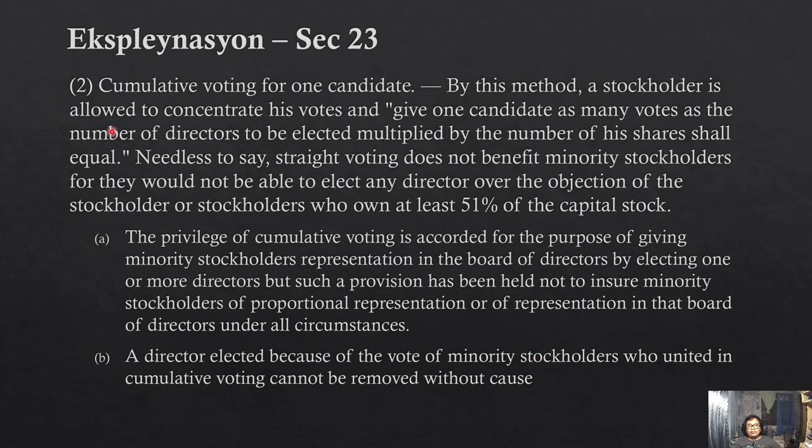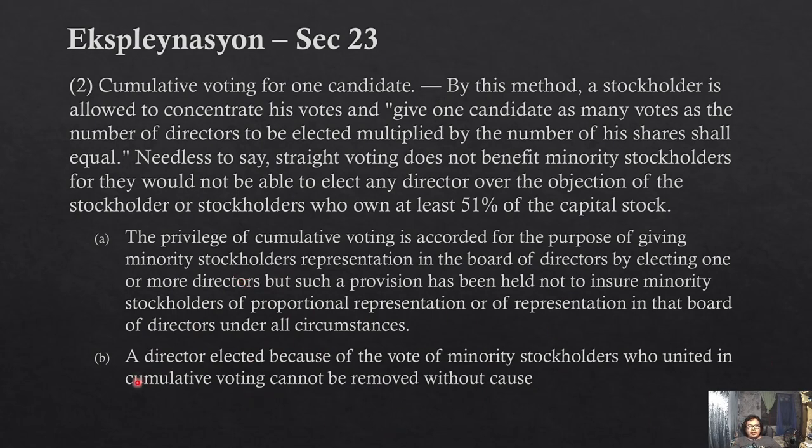Kinumbine nila, kaya nga dito, cumulative voting for one candidate. Yung mga minority stockholders, alam nila kapag divided sila, hindi sila makaka-elect ng gusto nilang director. So, naisip nila, divided we fall, united we stand. So, kinumbine nila ang kanilang mga shares para maka-elect sila ng isang director that will represent them.